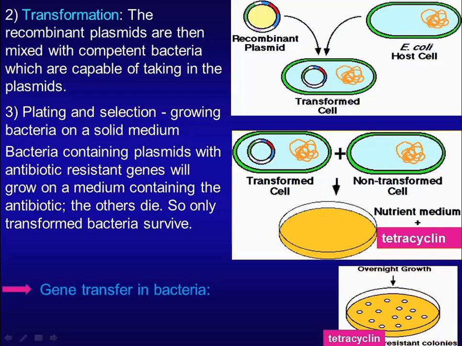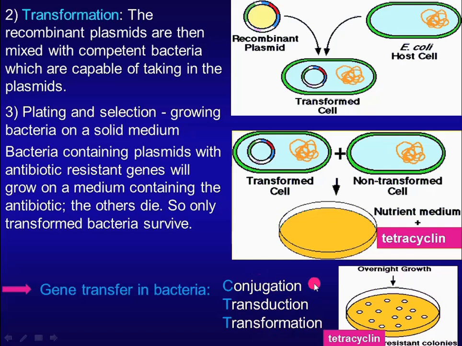There are three ways to transfer gene to bacteria. They are conjugation, transduction, and transformation. As we know, transformation is transfer of a foreign DNA directly to bacteria. Conjugation is transfer of DNA from bacteria to bacteria. Transduction is transfer of DNA from bacteriophage to bacteria. This can be summarized in a mnemonic. CTT represent conjugation, transduction, and transformation.